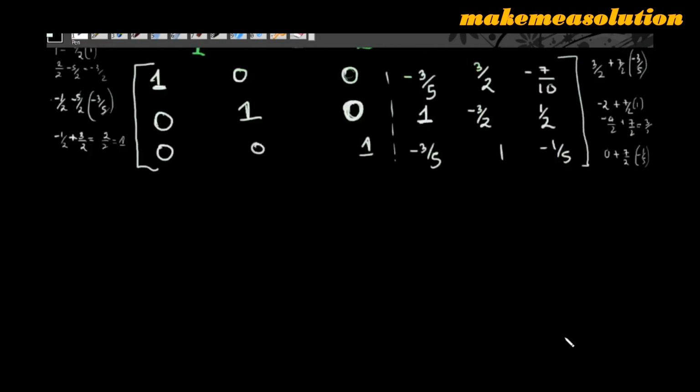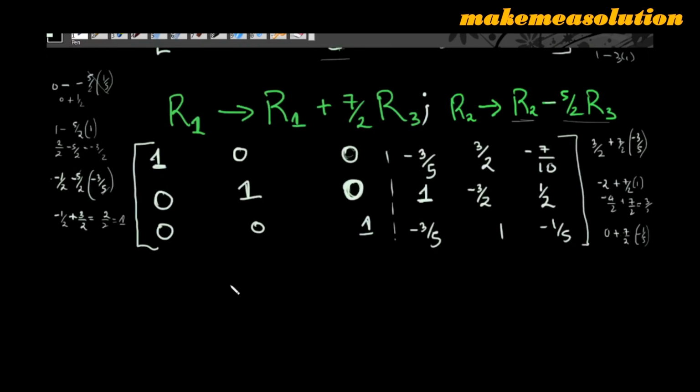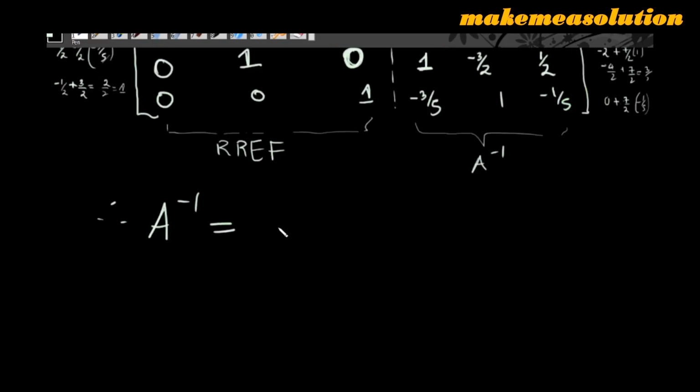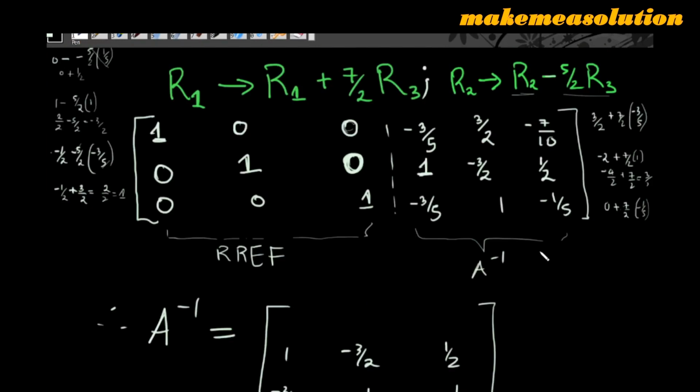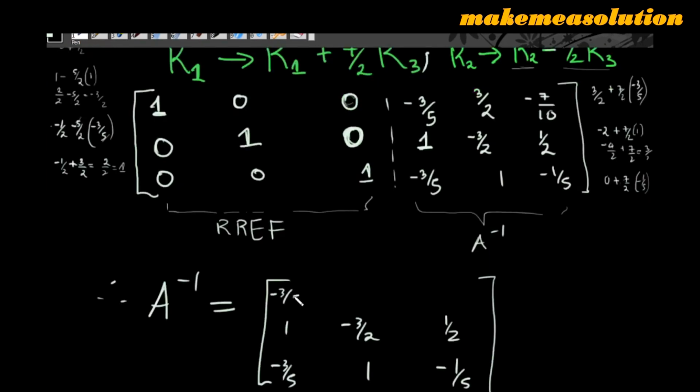Is that okay? So at this point, well, what do you know? You have converted this particular place to reduced row echelon form. So this is in RREF, okay? And what is now obtainable here is your A inverse. Therefore, you can now say A inverse is equal to whatever we had here, which is minus 3 over 5, 1 minus 1 over 5. You have 1 negative 3 over 2, 1 over 2, and you now have negative 3 over 5, 3 over 2, and negative 7 over 10.